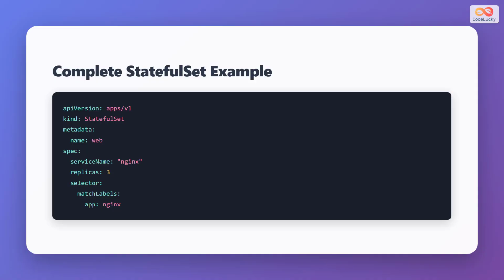Now let's see how a volume claim template fits into a complete stateful set definition. We start with the standard Kubernetes metadata: API version apps/v1, kind StatefulSet, and a name for our stateful set, which is web in this case. In the spec section, we define the service name as nginx, which is the headless service this stateful set will use for network identity. We're setting replicas to 3, meaning we want 3 pods running. The selector with match labels defines how the stateful set identifies which pods belong to it. Here, we're using app: nginx as the label.